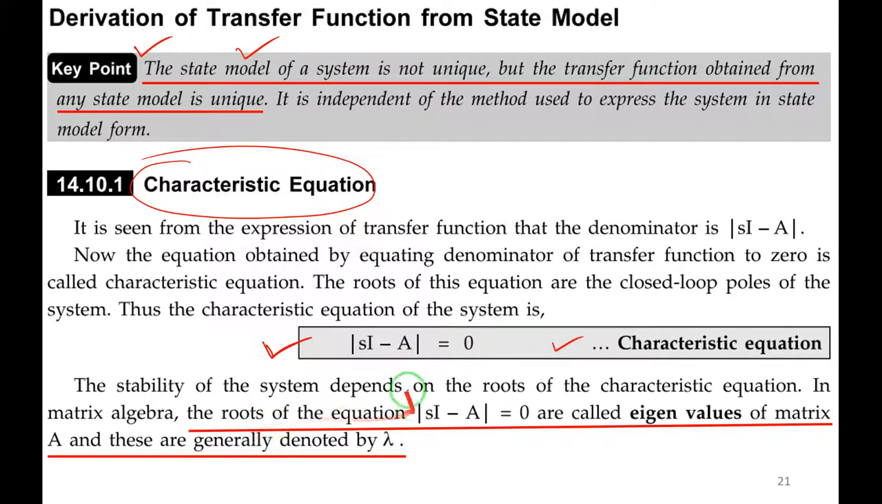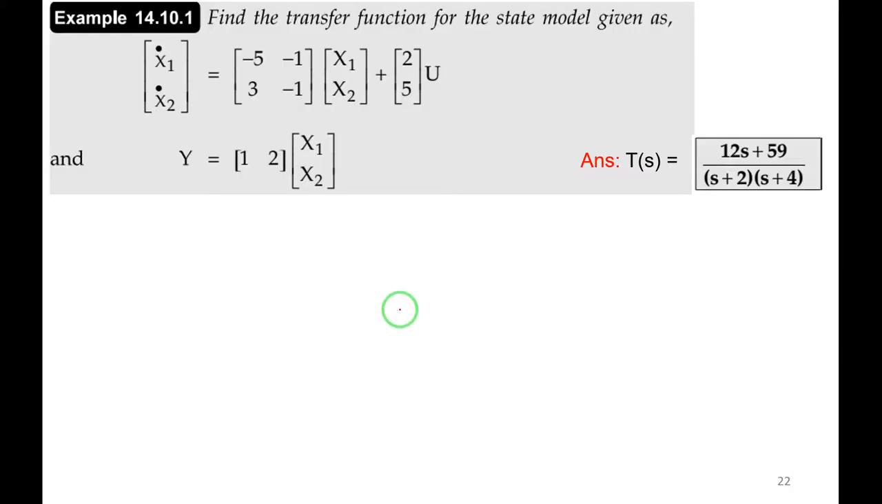And the roots of this equation, determinant of (sI - A) = 0, are nothing but the eigenvalues of the matrix, and we represent them by lambda, right? We will not go further. We will stop here only. We will not worry much, but you should be knowing what the characteristic equation is. We will not solve any numerical on this, but you should be knowing it. That's all. Next, we'll solve one or two numericals based on this and wind up this topic.